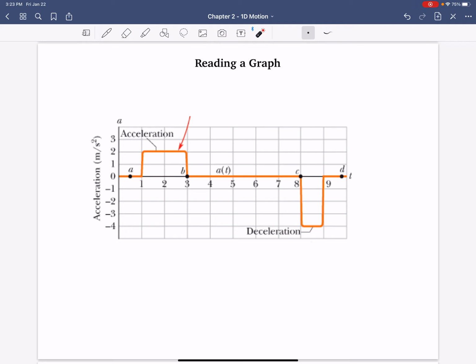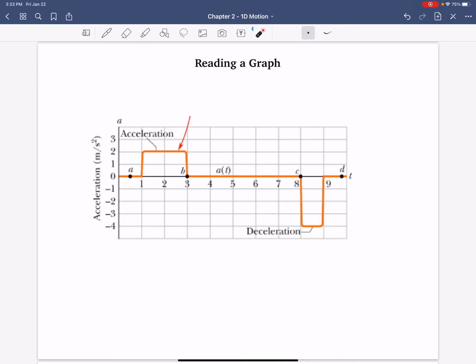Hey everyone, welcome to the acceleration versus time video of the graphical analysis of the acceleration versus time graph. This is the last video in this mini series, right? This is the graph based upon the velocity versus time graph from the previous video.